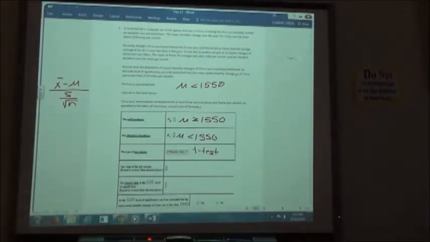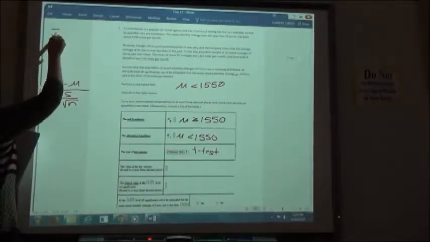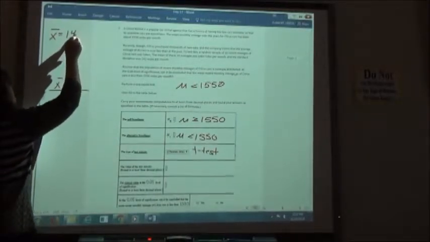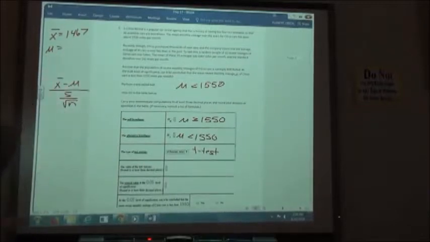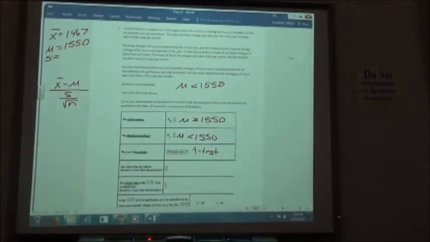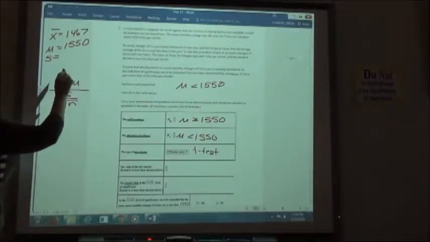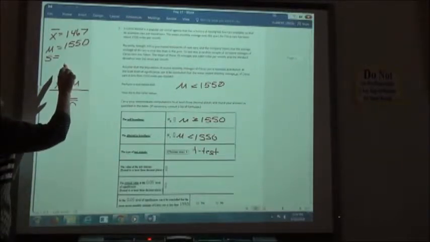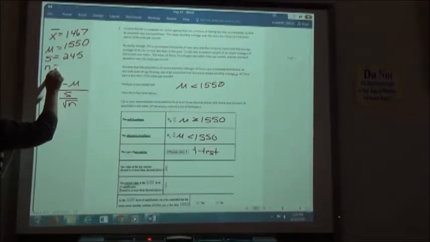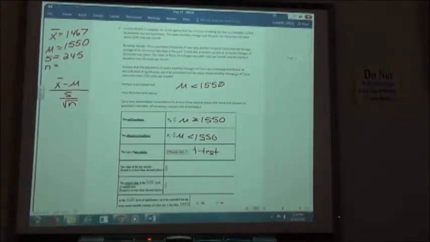So, in this case, our X bar number is what number there? What is the mean of the sample? 1467. Exactly, 1467. Then we have the mean that we're trying to compare it to, which is the 1,550. Our sample standard deviation is 245, and then n. How many people did we check? Or cars? We didn't check very many cars.